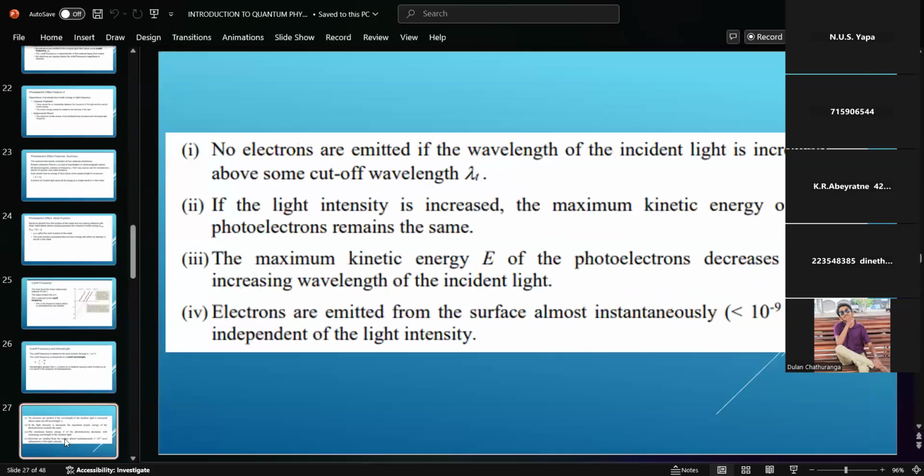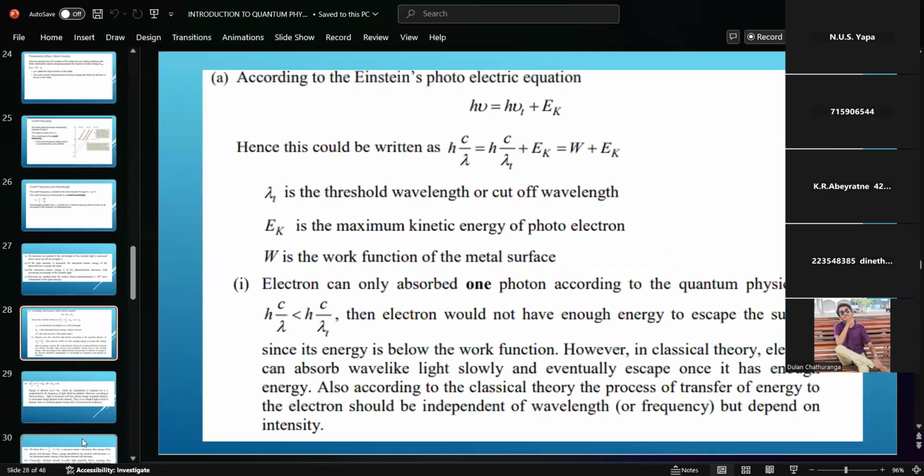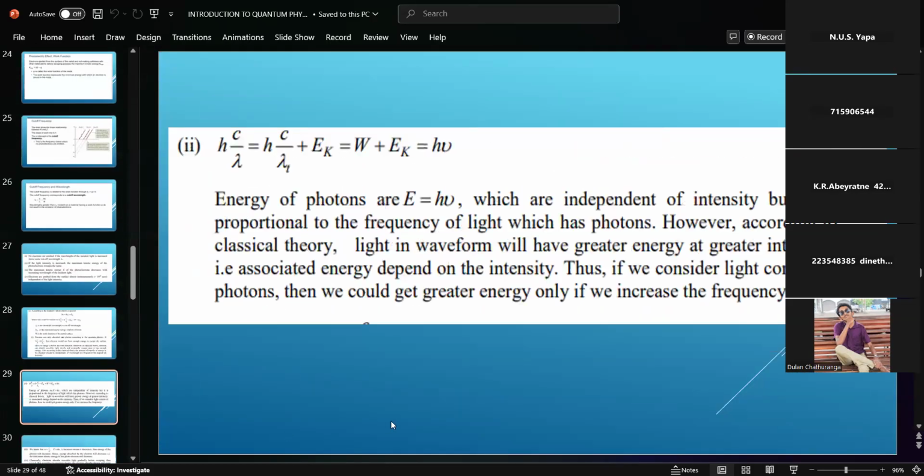Previously, I also discussed this with you. Here, I want to summarize that, right? If the light intensity is increased, the maximum kinetic energy of the photoelectron remains the same. This is the other experimental result, right? Then, how do we explain it? You can see the same equation I am taking here, hc over lambda. Can you see the screen?